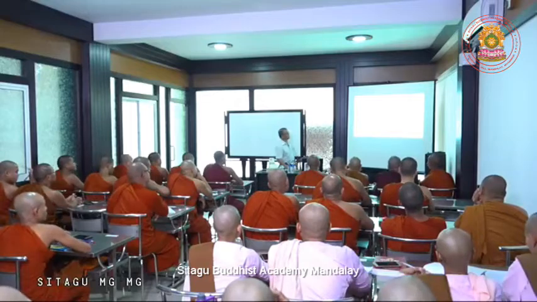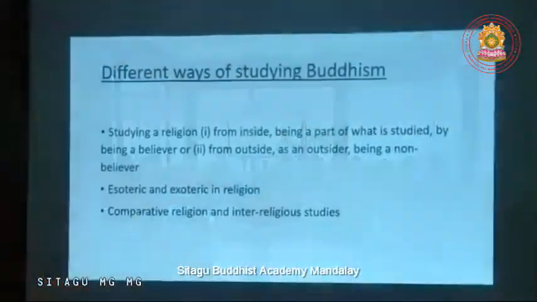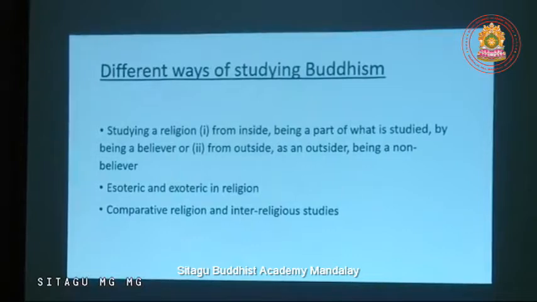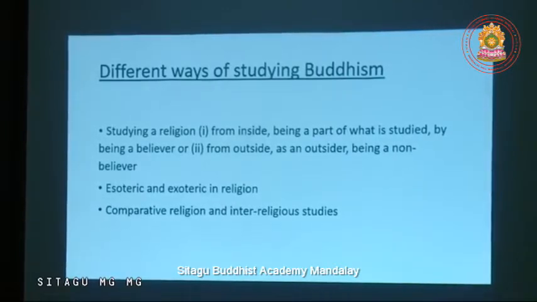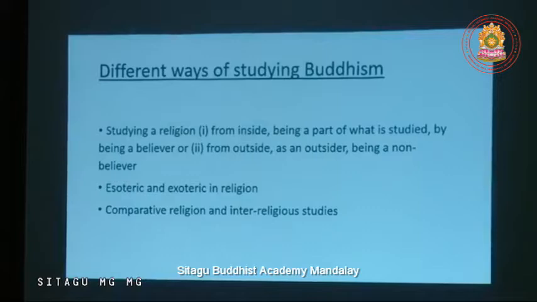And then let me begin today by discussing with you different ways of studying Buddhism. So I am looking at the larger map of Buddhist studies. Now, studying a religion from inside, being a part of what is studied, by being a believer, or from outside as an outsider, being a non-believer. Then I introduce these two terms, esoteric and exoteric in religion. And we will also have a little discussion on comparative religion and interreligious studies.